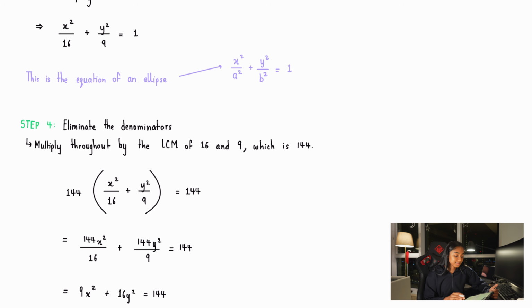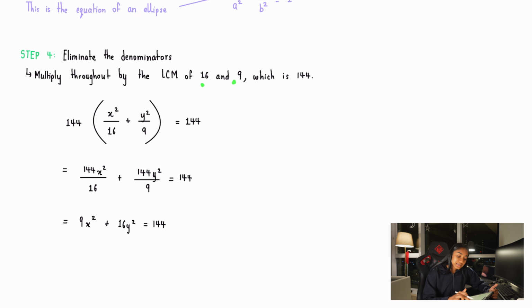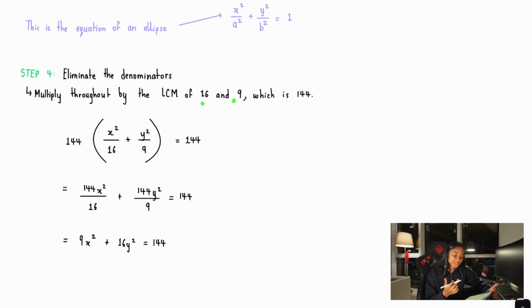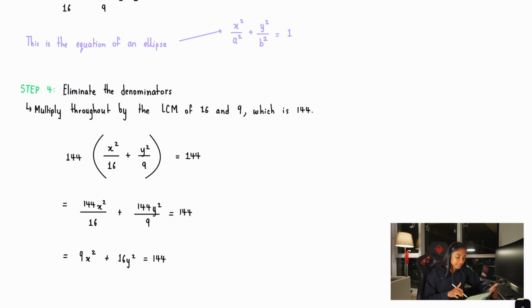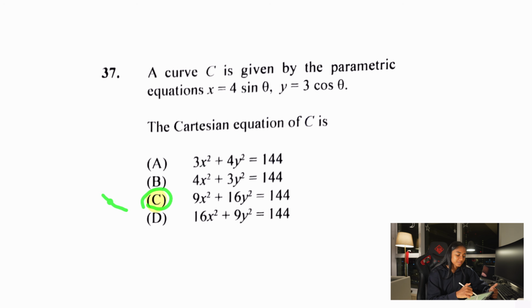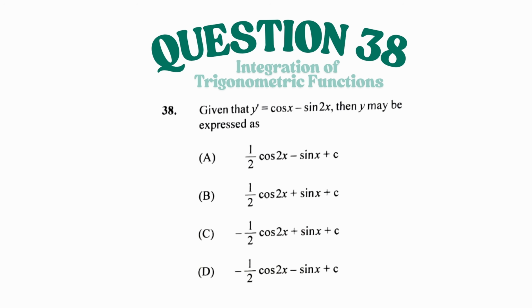But here, that doesn't even matter. All we want to do is eliminate those denominators. To do that, we find the lowest common denominator of 16 and 9. Hint, hint, if you just look at the options, I think you can know what it is. So it happens to be 144. So we multiply throughout by 144. Then we, of course, simplify this to get 9x squared plus 16y squared is equal to 144. And that is option C for 37.